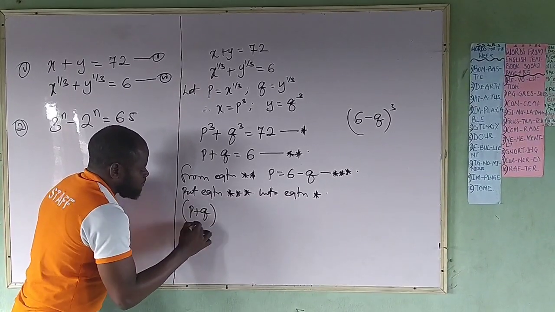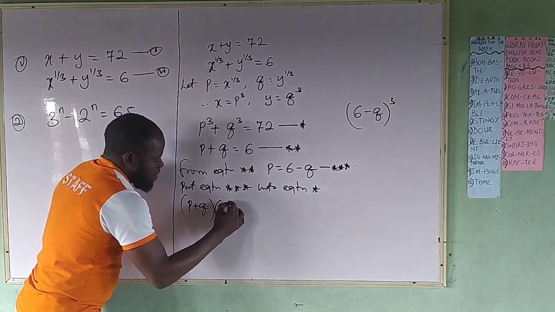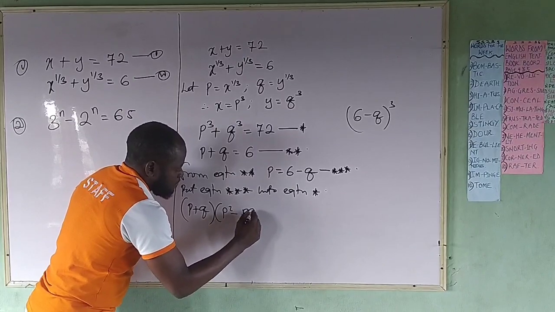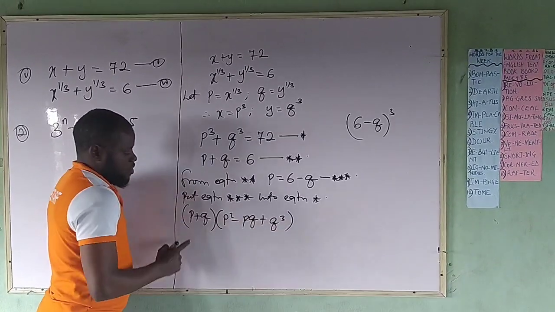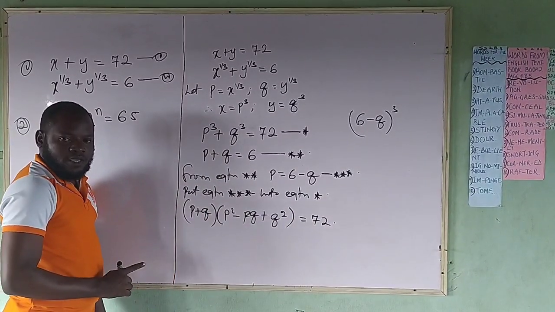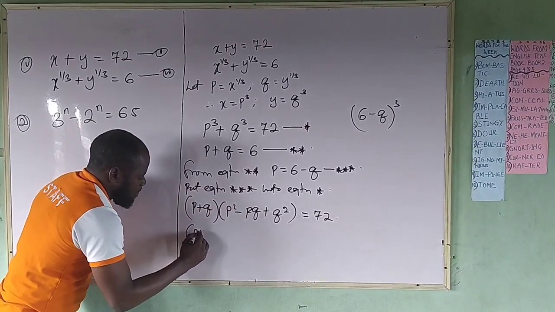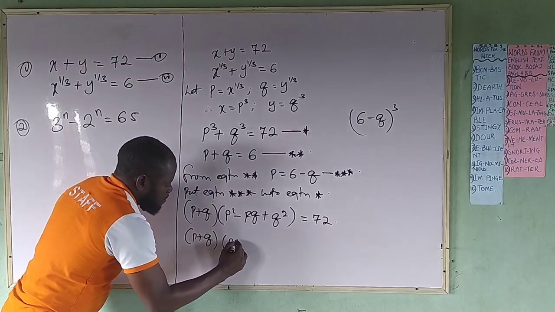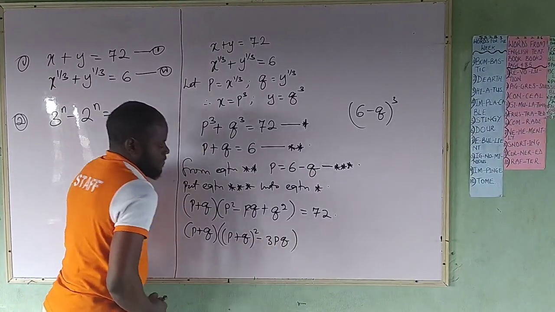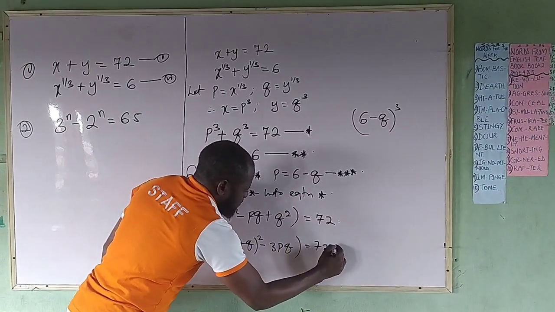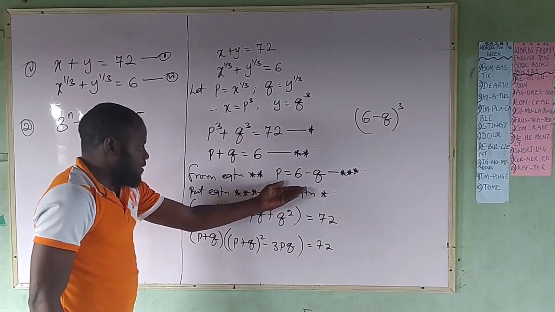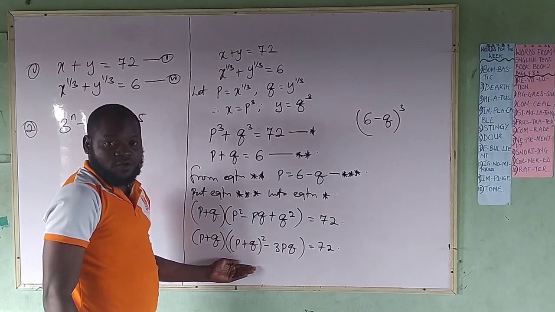p plus q into brackets p squared minus pq plus q squared equals 72. Are you there? So we can rewrite this again to become p plus q into p plus q all squared minus 3pq. So if we have this, this will equal 72. Can you see that now? So that means I don't necessarily need to put this into this equation any longer.